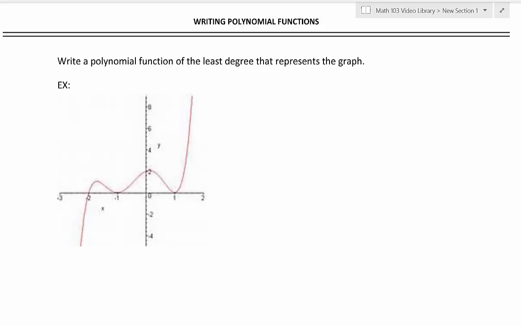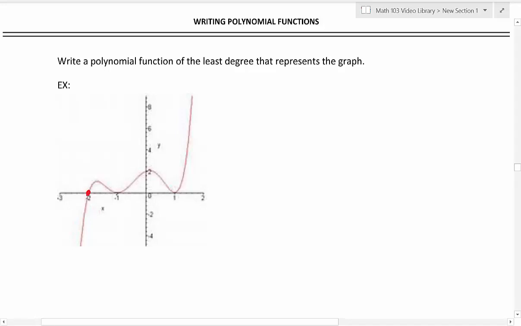In this video, we'll be writing polynomial functions. In our first example, we want to write a polynomial function of the least degree that represents the graph. To write a polynomial function, we need to have factors and a leading coefficient. The factors we get from the zeros of the polynomial.